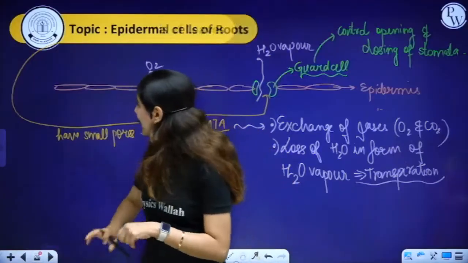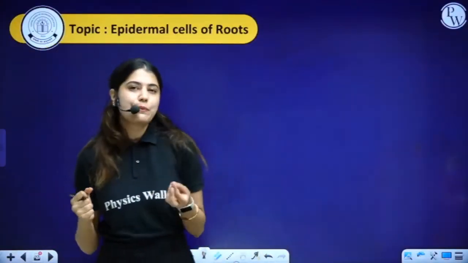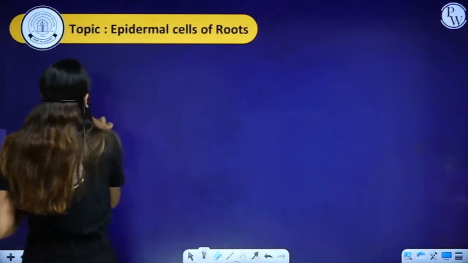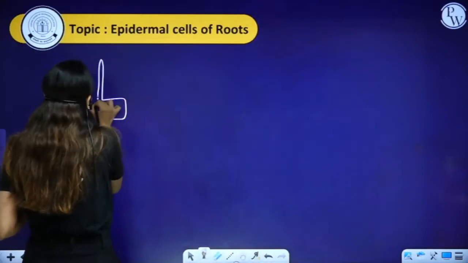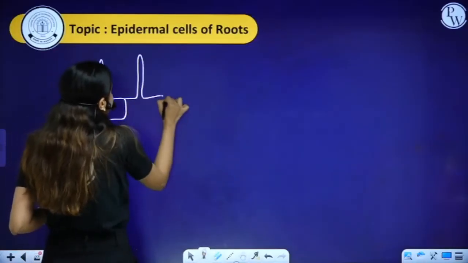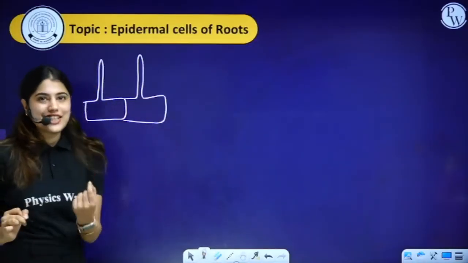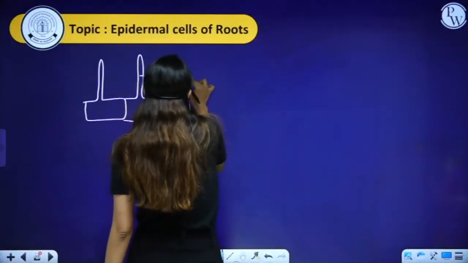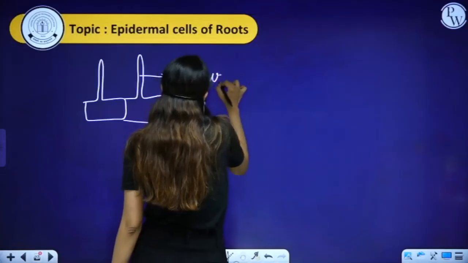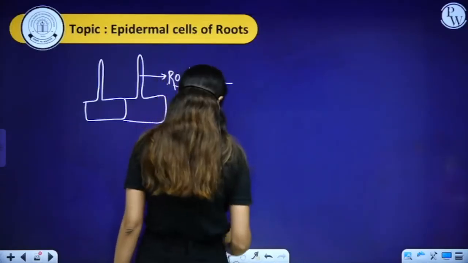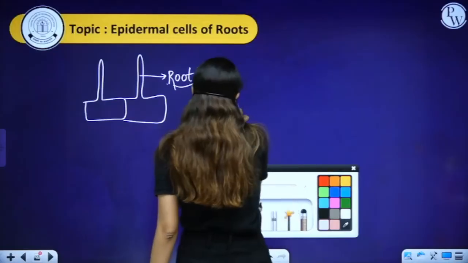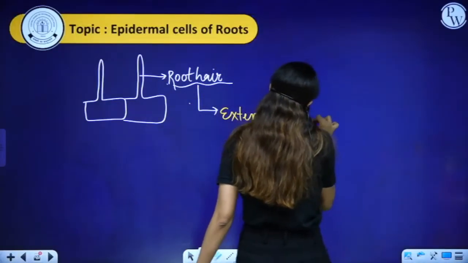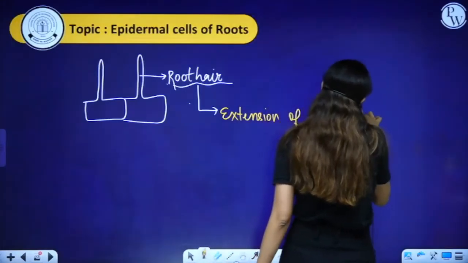If we talk about the epidermis of the roots, what special do they have? Their cells have small extensions, and these extensions are called root hair. So root hair are nothing but the extensions of the epidermal cells of the root.